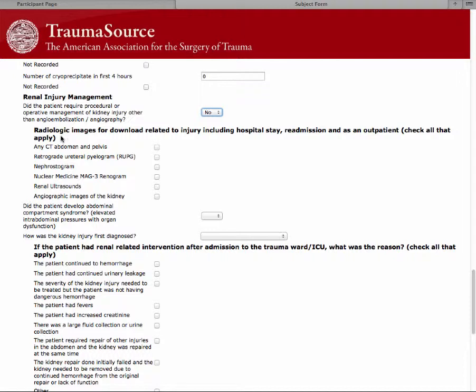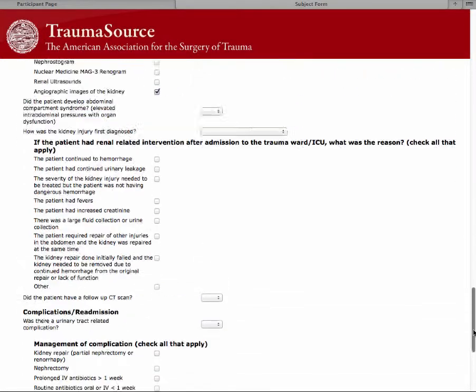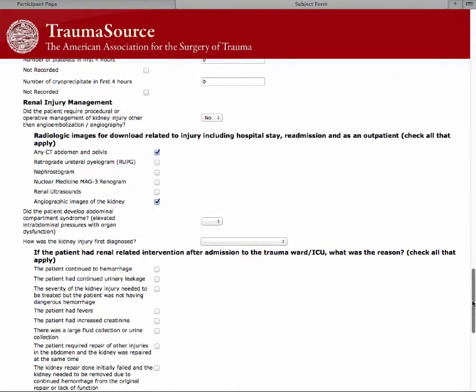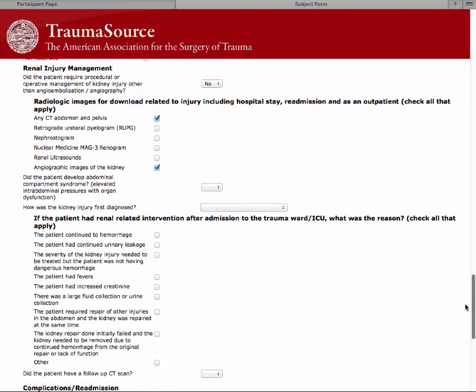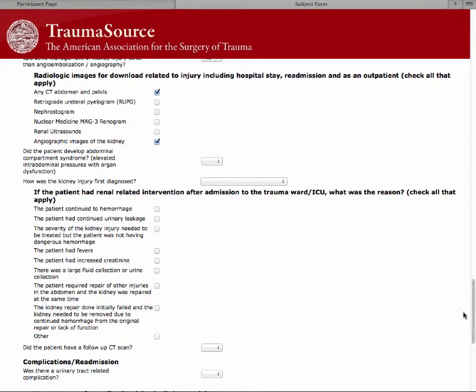This next section reminds the person that will be downloading the CAT scans and relevant images which images are going to be needed. This patient had CT abdomen and pelvis. They also had angiography images of the kidney. And the next questions go on to much more advanced questions that a trauma practitioner, like a nurse practitioner, PA, trauma fellow, trauma surgeon, urologist would need to answer because they require some interpretation of the clinical course of the patient. And this starts off with, did the patient develop abdominal compartment syndrome, and then goes downward.